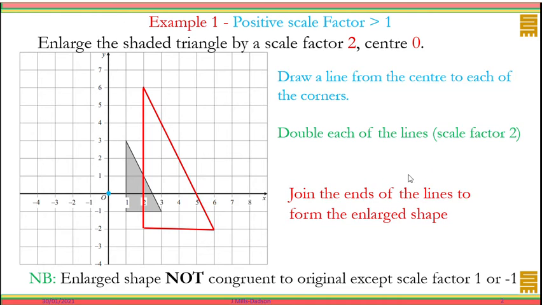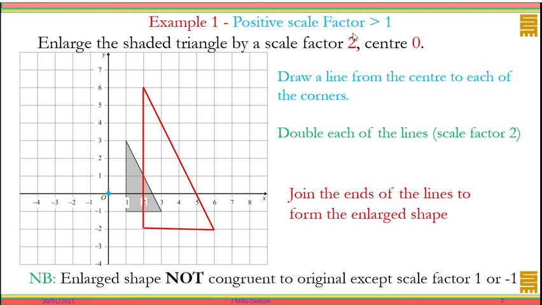To check that you've got it correct, compare corresponding sides and see what happens. This side is 2 squares. This side is what? 4 squares. And it confirms that scale factor 2 means double. It's done.